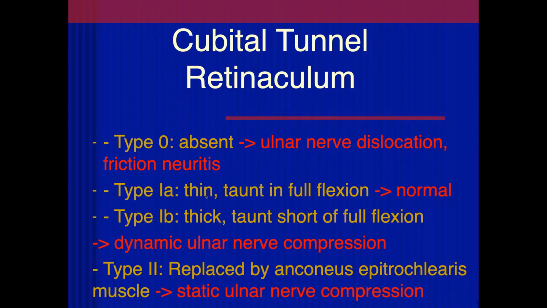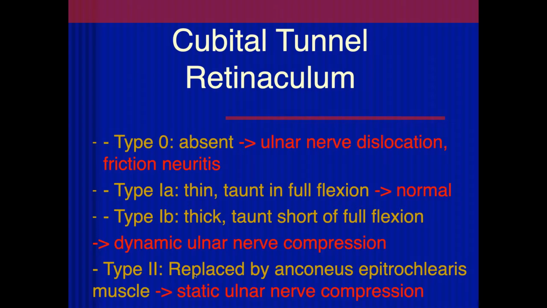Type 1A is a thin retinaculum overlying the roof. It's taut in full flexion, and that's normal. A type 1B is thickened, and it becomes taut short of full flexion, which means you can get dynamic compression of the nerve with flexion and extension.